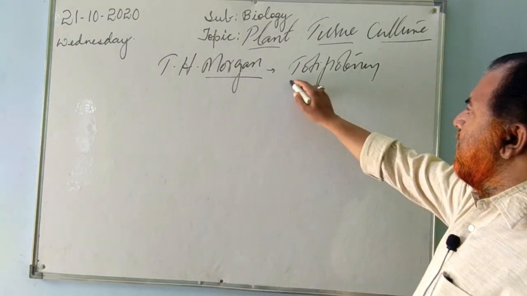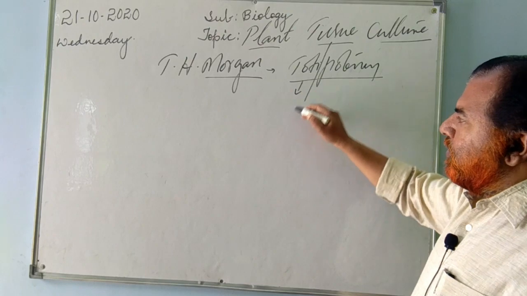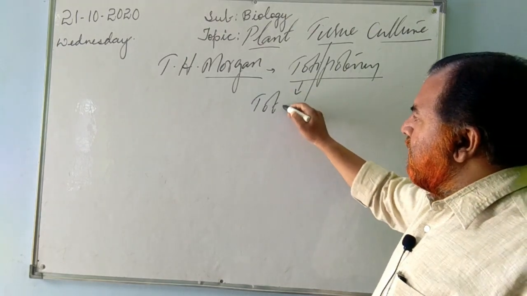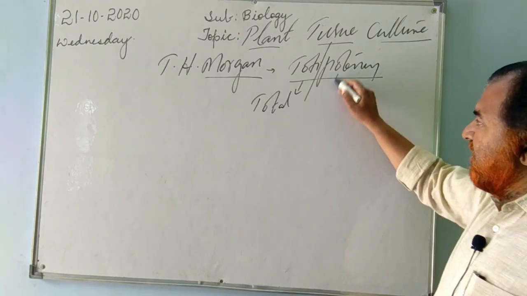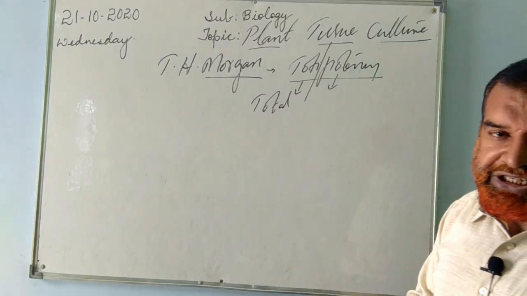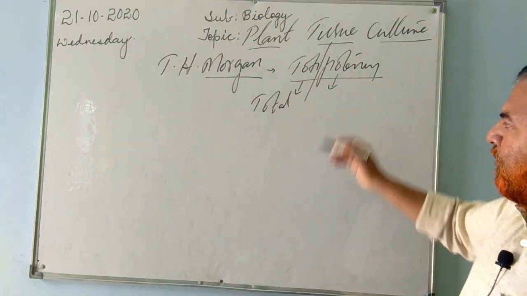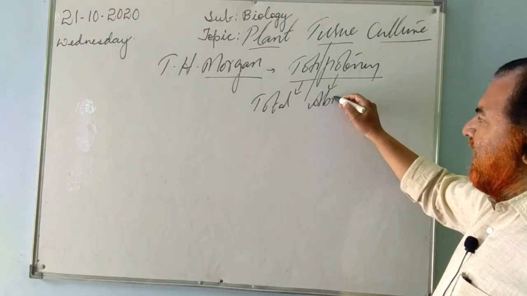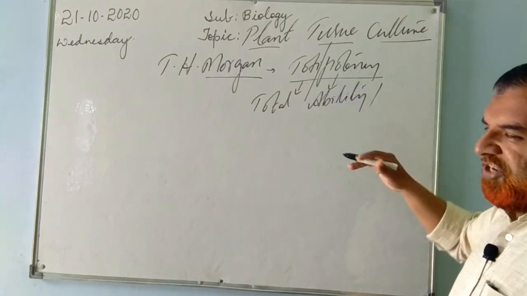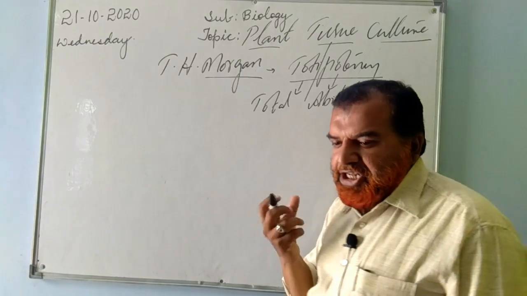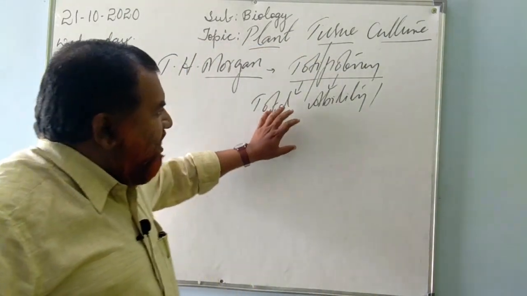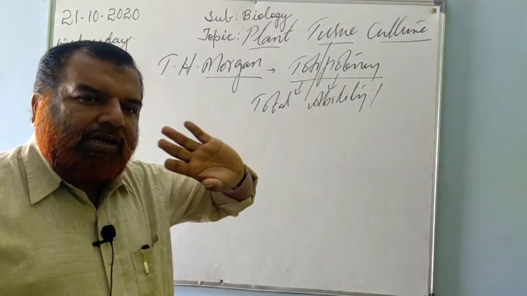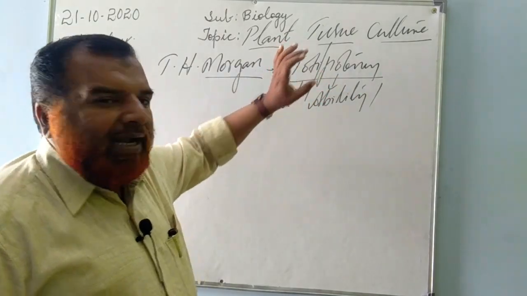Totipotency. Now this word has two parts: toti refers to total or complete or whole, right? Potency, in physics you might have studied potential energy or kinetic energy. Potency here refers to ability or capability or energy. So what do you mean by this? Totipotency: total ability, the total concept. So this is a property of plant cells.